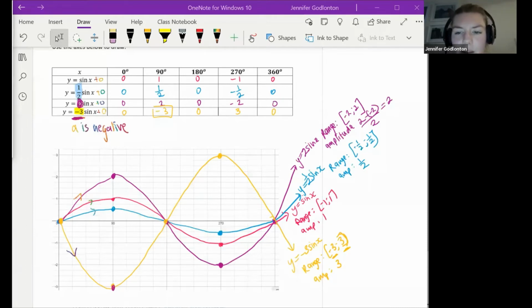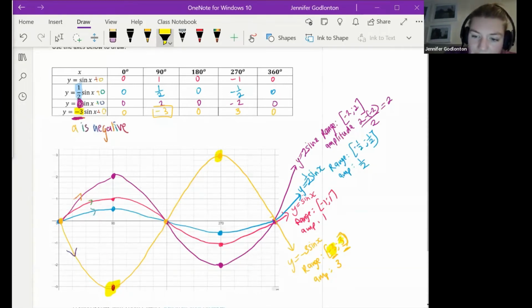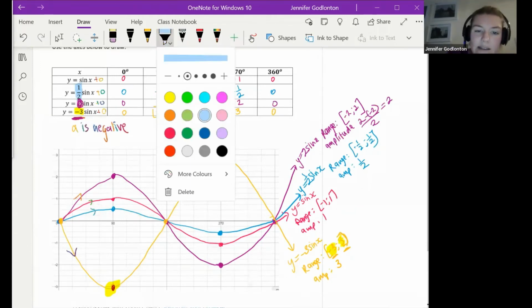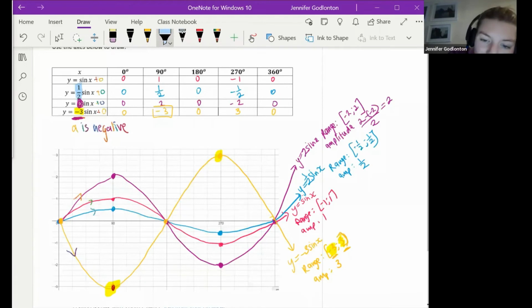I'm a bit lost. Okay, so our range, when we're looking at our range, basically what we're doing is we're saying what is our minimum value and what is our maximum value. And that's always going to be our minimum and that's going to be our maximum. So if you have a look at the blue one, our minimum is -0.5 and our maximum is 0.5. So our range, we're just going to write what our minimum value is and what our maximum value is. That's what gives us our range.